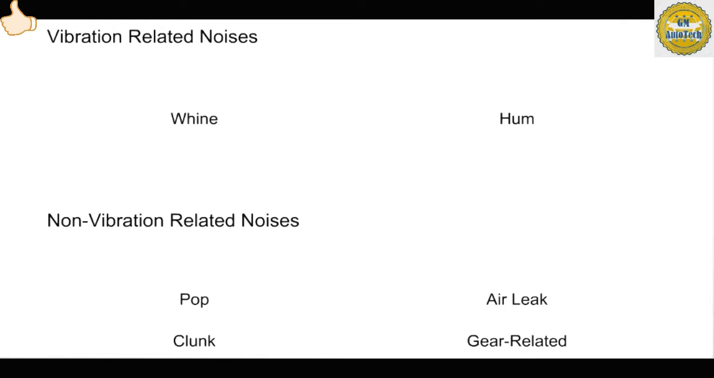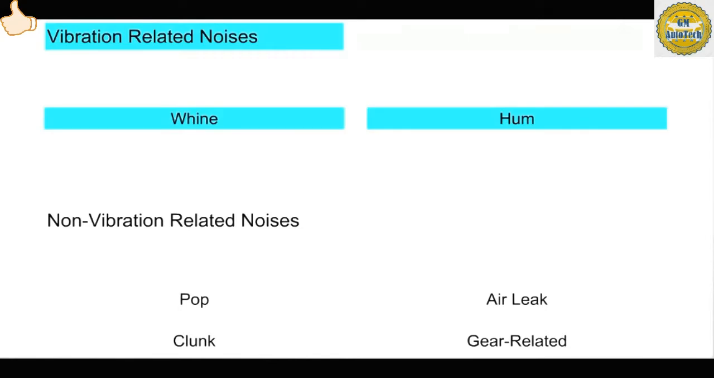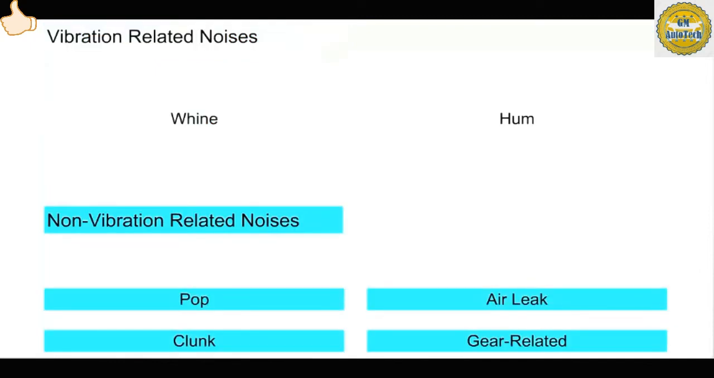The distinction between a vibration and its related noise and other noises is important because it helps determine what tools and techniques you'll use to diagnose the noise. When a noise accompanies a vibration, diagnose the vibration first. The cause of the noise and vibration is likely one and the same.